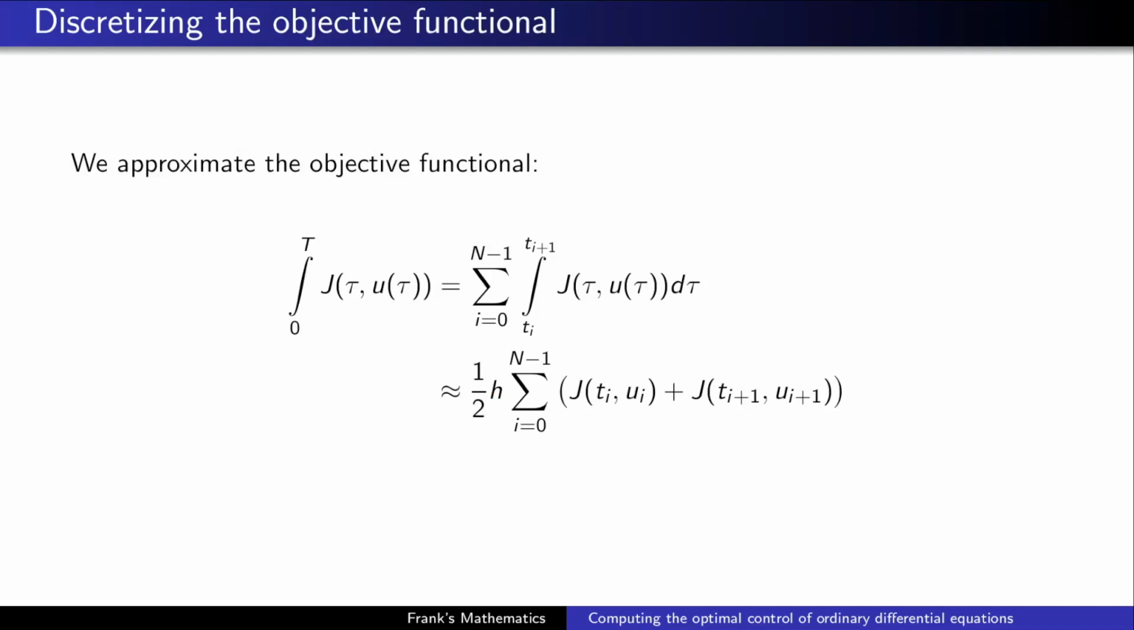In a very similar way, we're going to treat the objective functional. The objective functional was just the integral over J from 0 to T. We just split up the integral into very small integrals, use the linearity of the integral, and apply our approximation rule to the small integrals. So nothing spectacular happens here. We just apply our approximation rule to the objective functional and get a nice computational approximation of it.